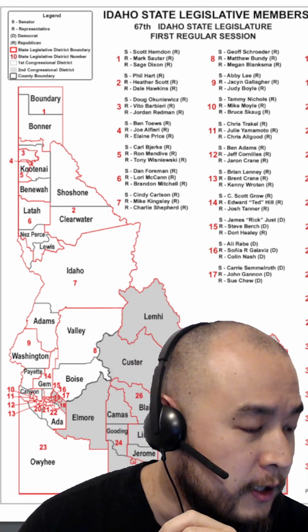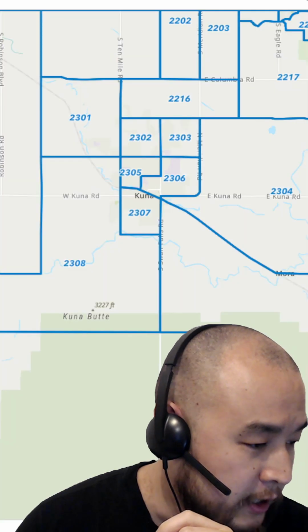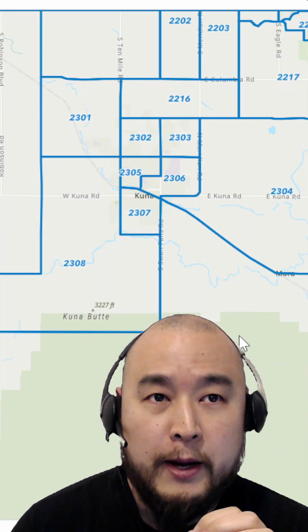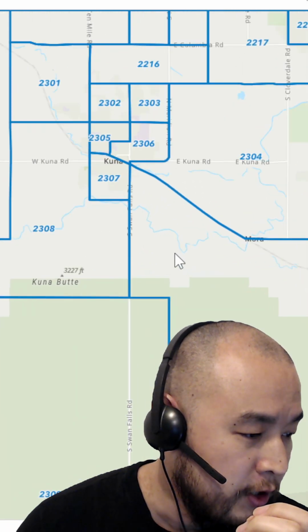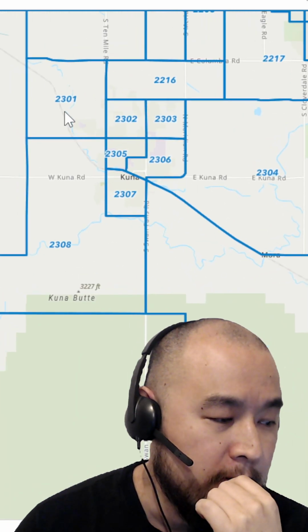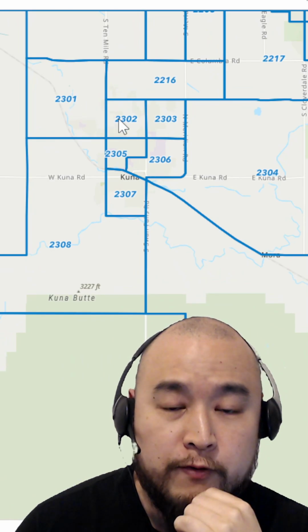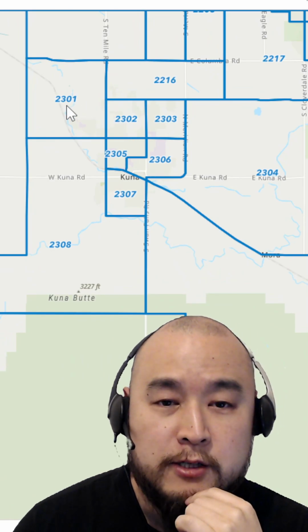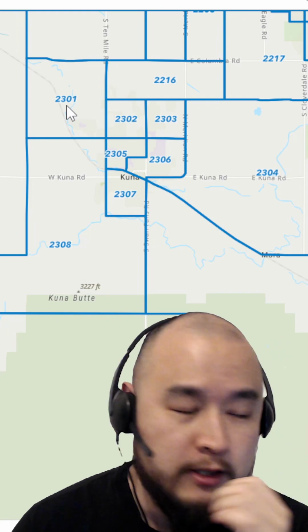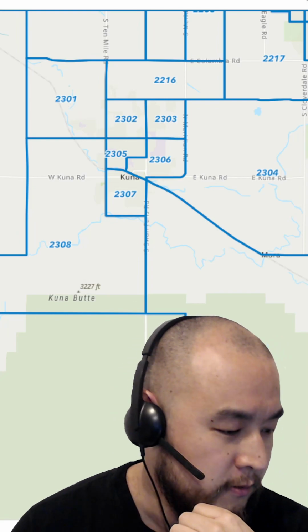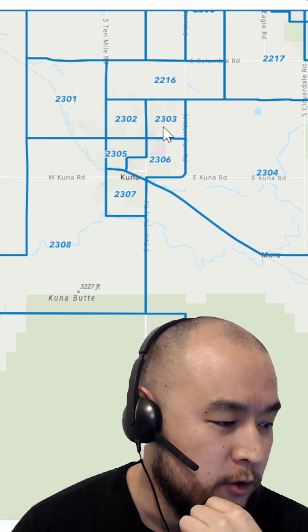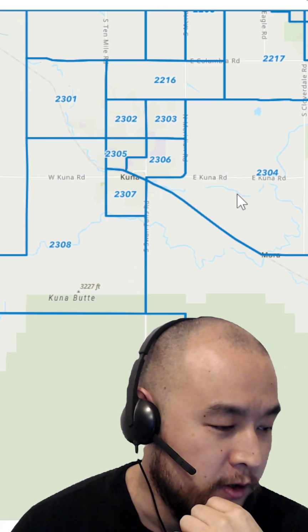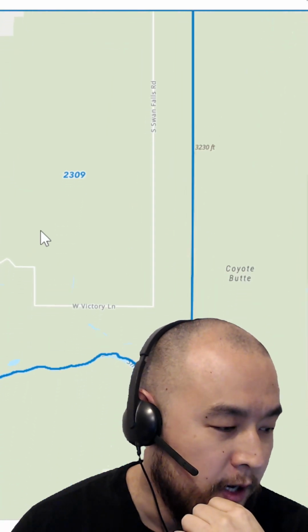So let's take a look at exactly, and these counties are made up of precincts. Here you can see for Ada County the number's 2301. If it's 23, then that means it's part of the 23rd district. So 2301, 2302, 2303, and so forth.